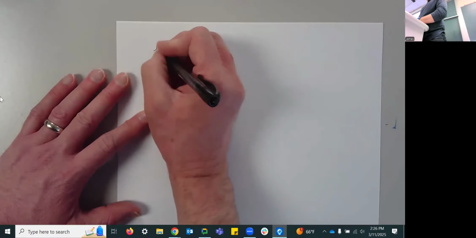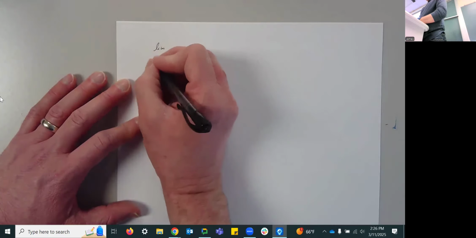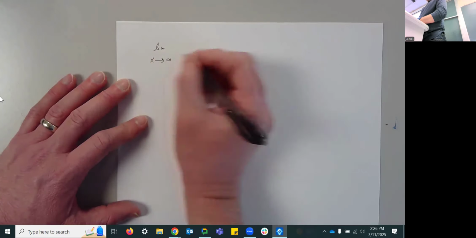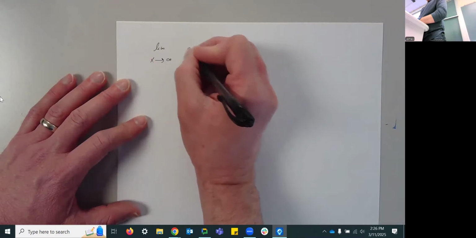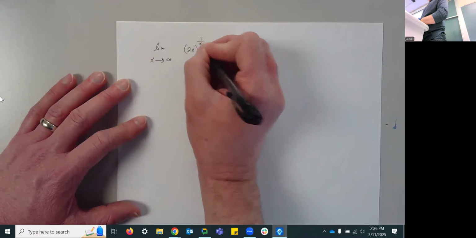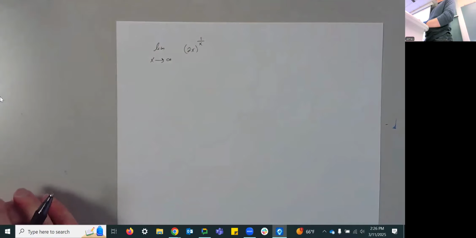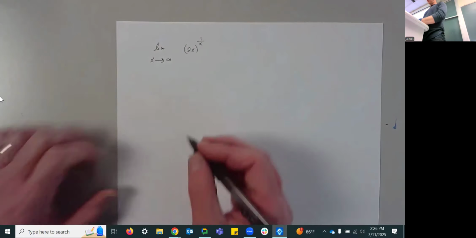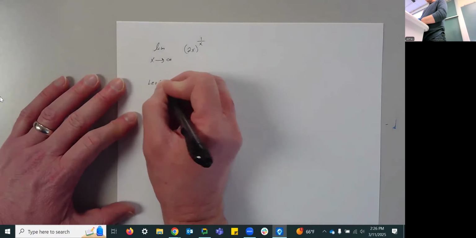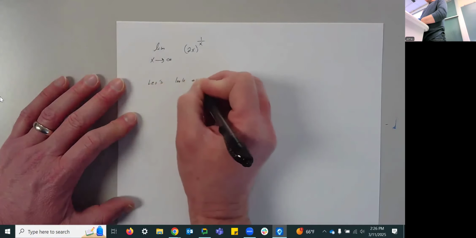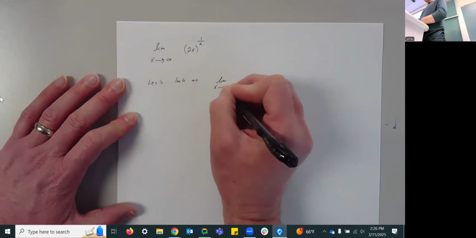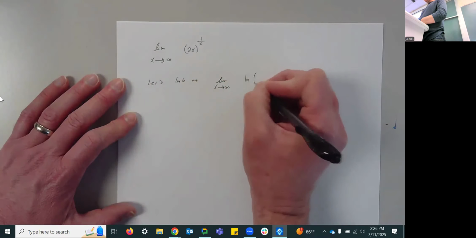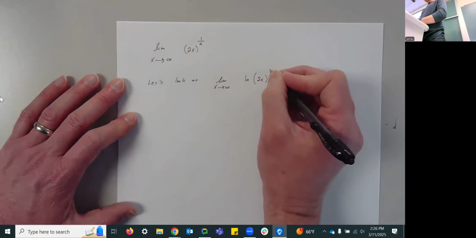The limit as x approaches infinity of 2x to the 1 over x. Here's an infinity to the zeroth problem. And here's where I would say instead, let's look at the limit as x goes to infinity of the natural log of 2x to the 1 over x.